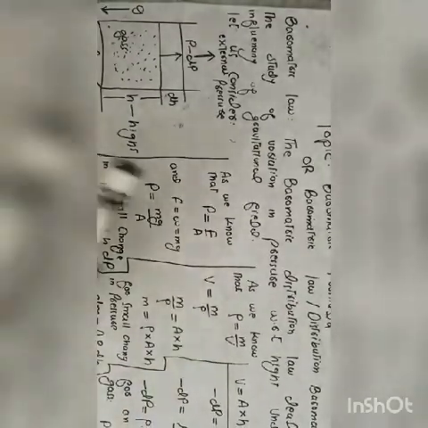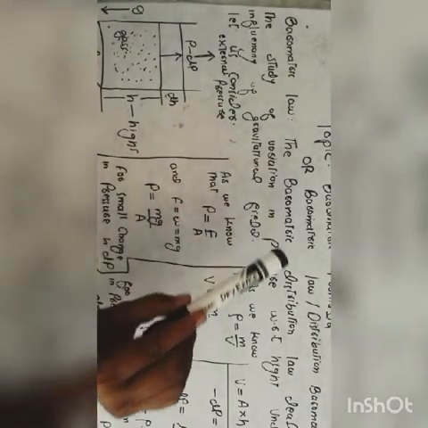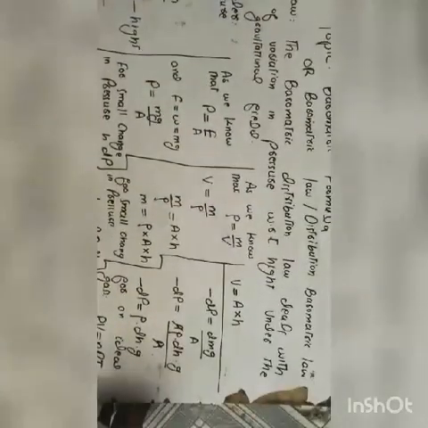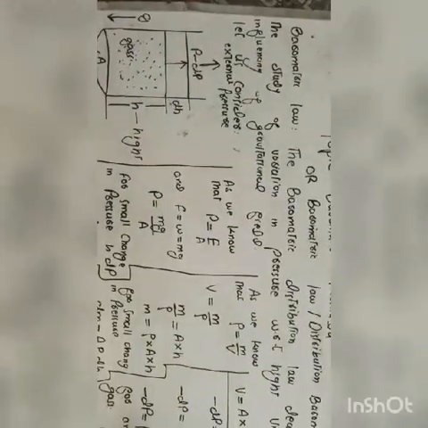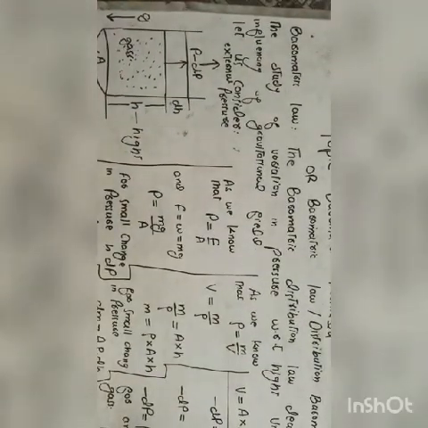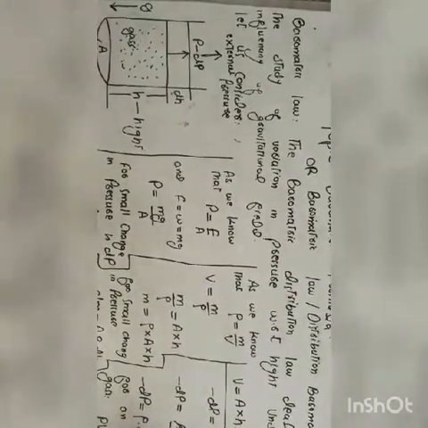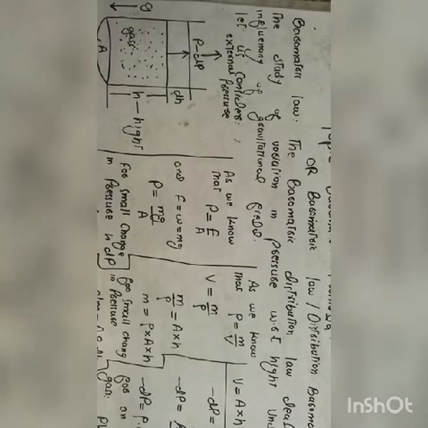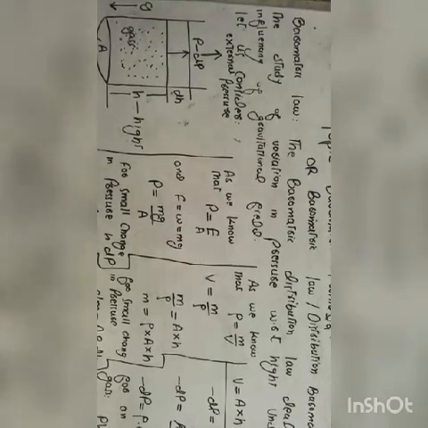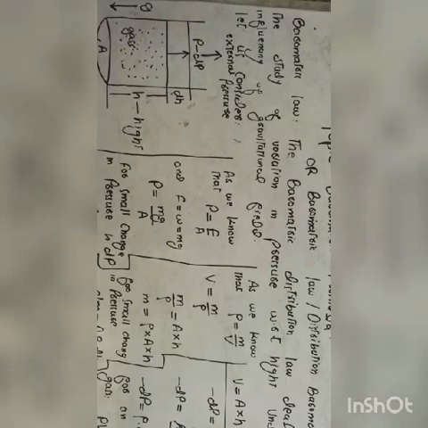The barometric distribution law deals with the study of variation in pressure with respect to height under the influence of the gravitational field. The barometric distribution law may be defined as the law that deals with the study of the variation in pressure with respect to height under the influence of the gravitational field. It is called the barometric law. So now we will talk about the figure of the barometric distribution law.